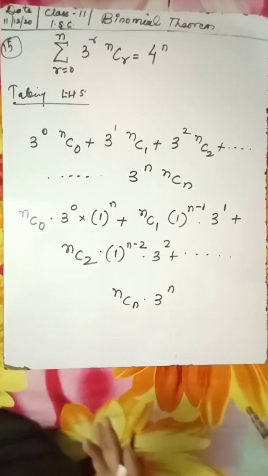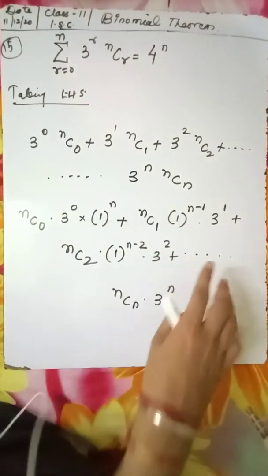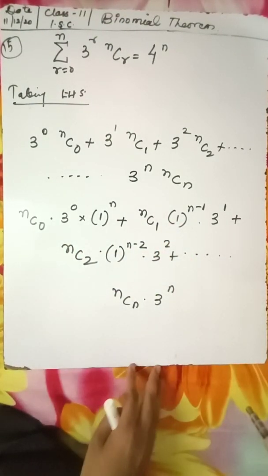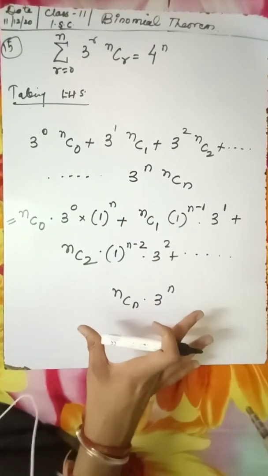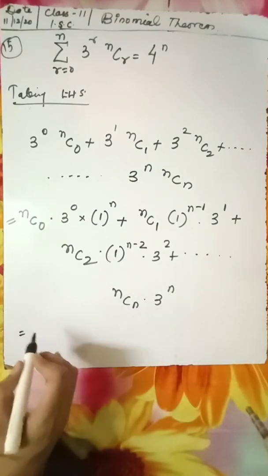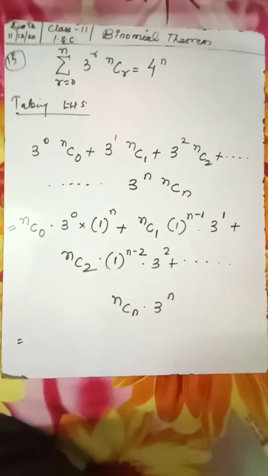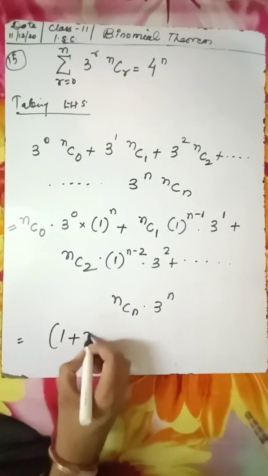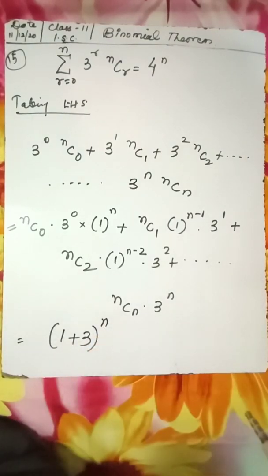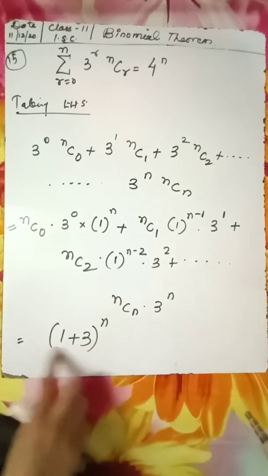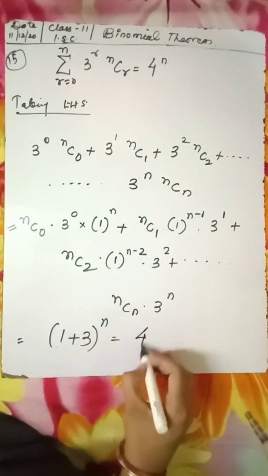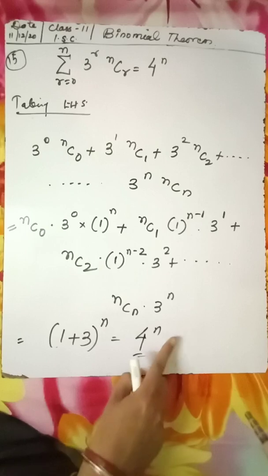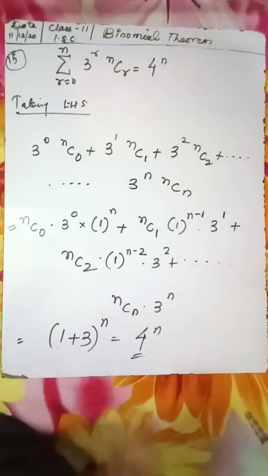See, why I have included this 1 in all the expressions: to fit this particular step in the formula and get the answer. Now, you can see that this is the whole expansion of (1 plus 3) to the power n. If you expand it, you will get the same steps here. So 1 plus 3 is 4, and that is how you got 4 to the power n equal to this thing.